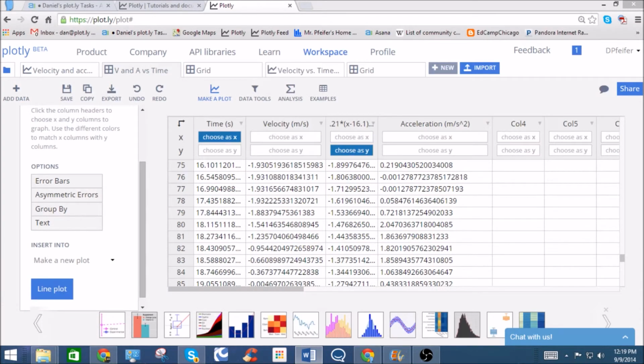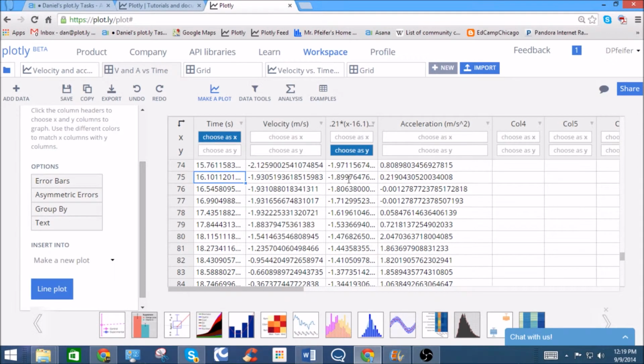If we look at the point closest to 16 in our grid, 16.10, we find that the derivative is 0.21. We will use this as our m value. We will use 16.1 as our x1 and negative 1.9 as our y1.